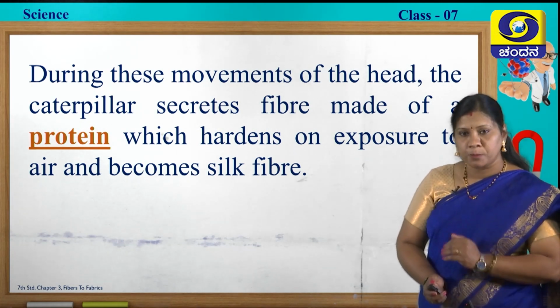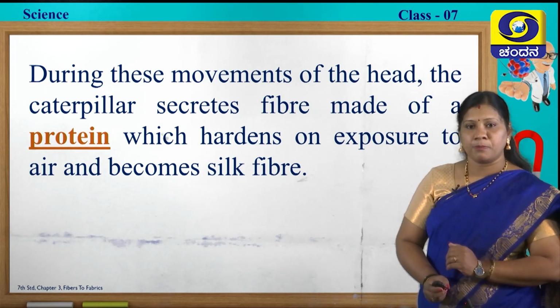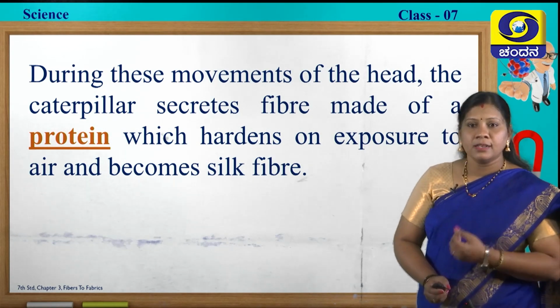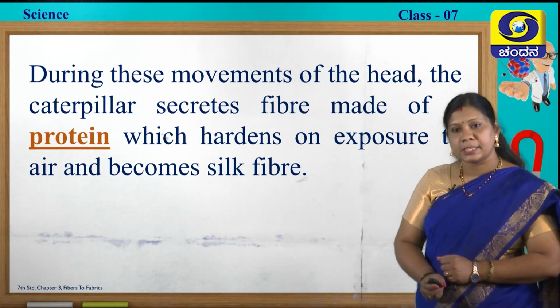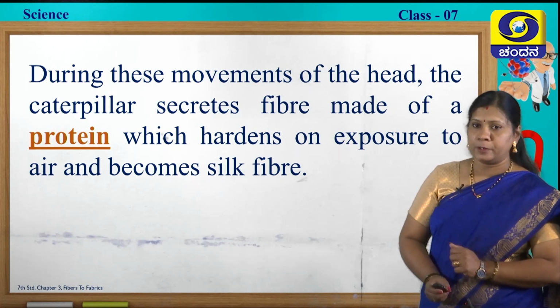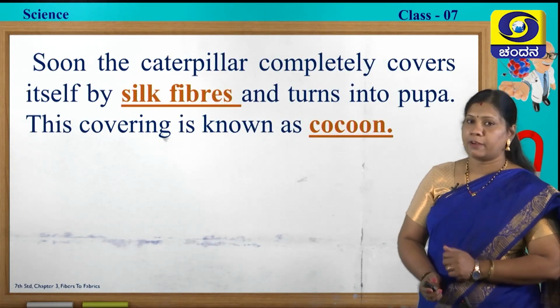From egg to pupa. After reaching the pupa stage, it swings its head in the form of an 8, and during this movement of the head, the caterpillar secretes fiber-like material which is made up of protein, which hardens on exposure to air and becomes silk fiber.